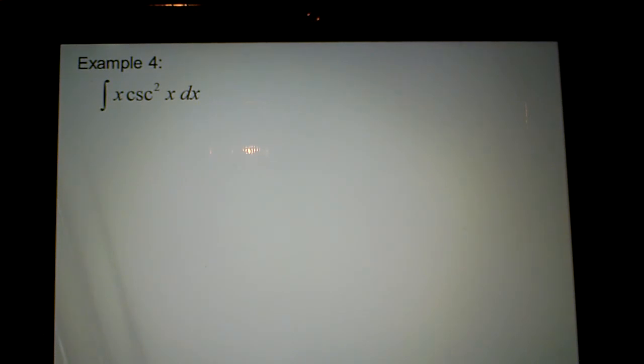Example 4. Another product. Looks kind of scary with cosecant squared. But, again, cosecant is trig. It's not inverse trig. It's just trig. I mean, it's a reciprocal function, but it is not inverse. So this is not going to be my u. I don't have a log function. I don't have an inverse trig function. I have a polynomial. So my x to the first is going to be u, and everybody else is going to be dv.